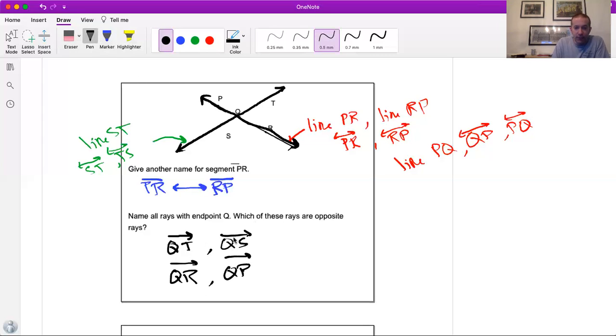Which of these are opposite rays? Well, which ones go in opposite directions? QT and QS go in opposite directions. So here's one group of opposite rays. And QR and QP go in opposite directions as well. So those are opposite rays. So in theory, I could ask you questions like this and expect you to know how to do them. That's the reason I want to do these examples, because they're representative of the kind of things I'm going to ask you to know later.